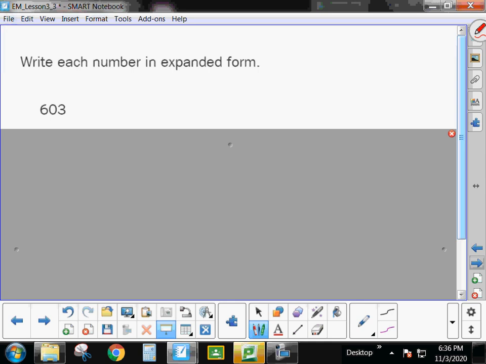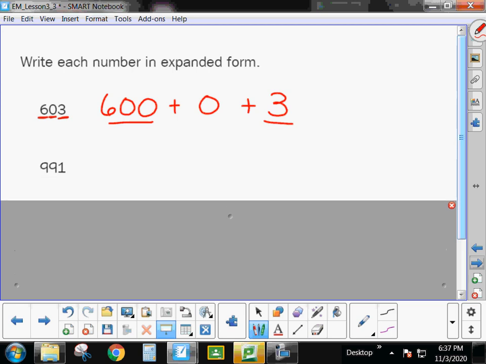All right, write 603 in expanded form. Pause the video. Okay, the 6 is in the hundreds place, so the value is 600. The 0 is in the tens place, but because it's a 0, the value is just 0. And then the 3 is in the ones place, so that value is 3. So we have 600 + 0 + 3.